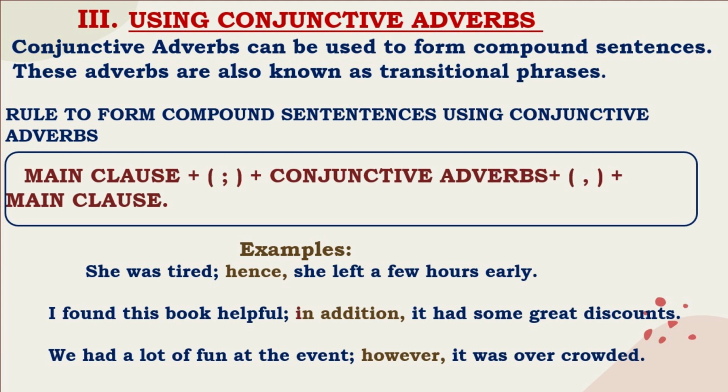The main clause is punctuated by a semicolon. Then comes the conjunctive adverb that should be offset by a comma, and the second clause follows right after. There are three punctuation symbols here. First the semicolon, then the comma, and lastly the full stop. Here are a few examples.